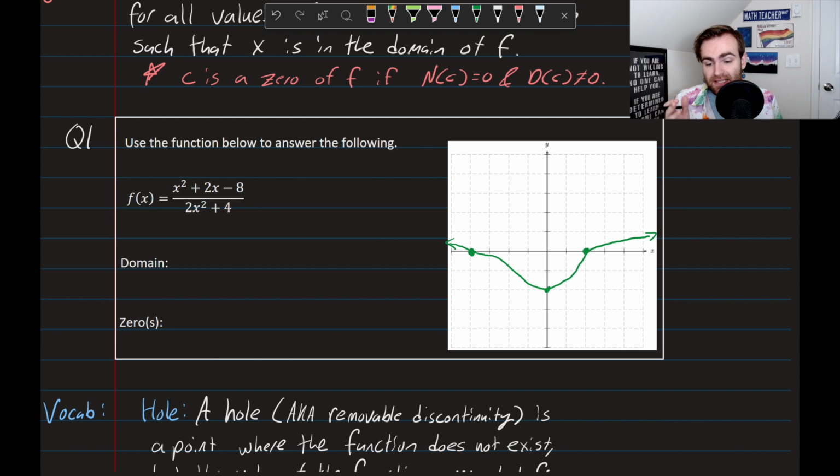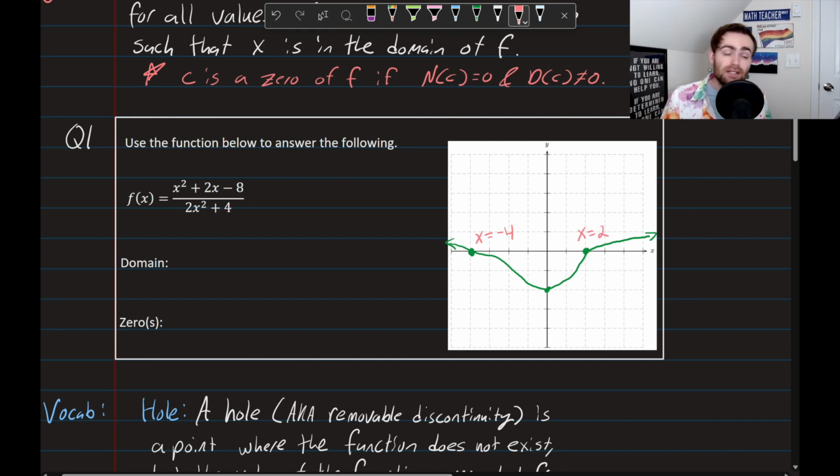Question 1 says, use the function below to answer the following. So we have f of x here, and I have a very crude drawing of what f of x looks like. We can see from the diagram that our zeros would be x equals -4 and x equals +2. So let's look at the function and see how we can find this analytically.